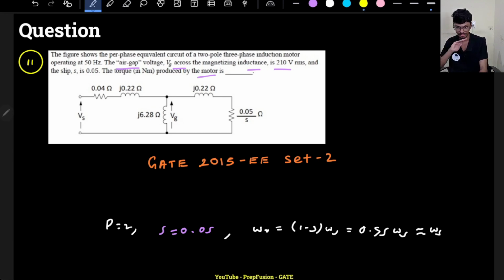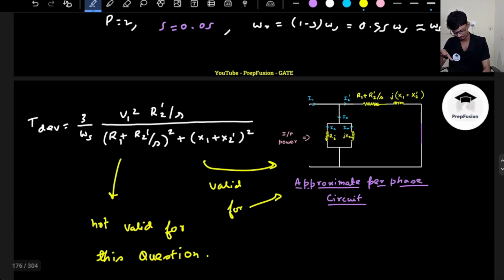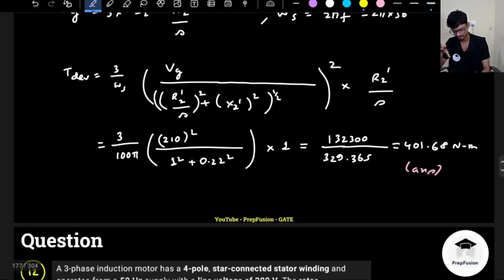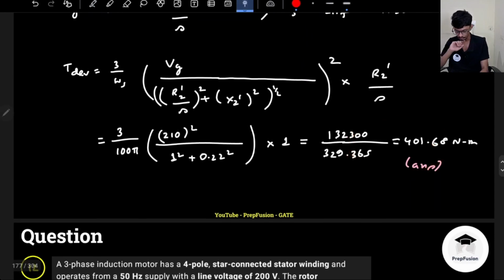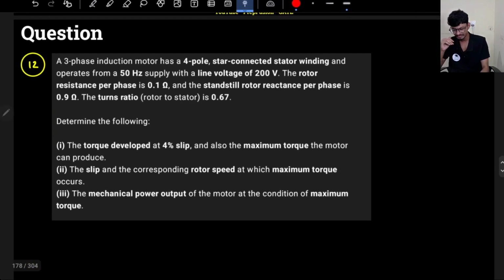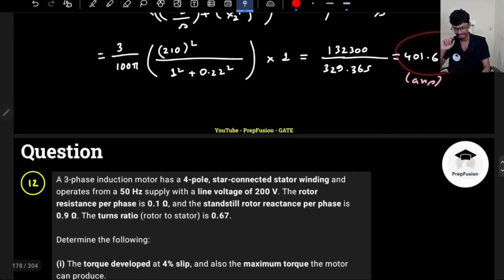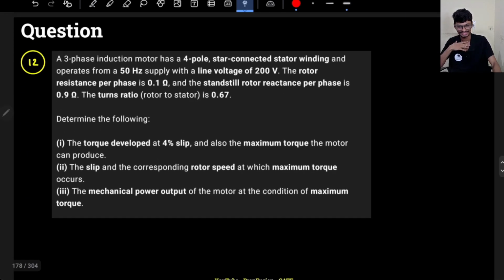Unless and until it is heavily specified, excluding the rotor loss, you will always find out the air gap torque only. Even if you remove the rotor loss, I don't feel this will change much, and I think they will give that range. I hope they give that range. So let's move on to the next question.